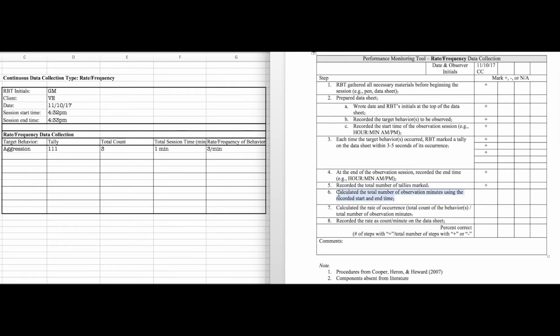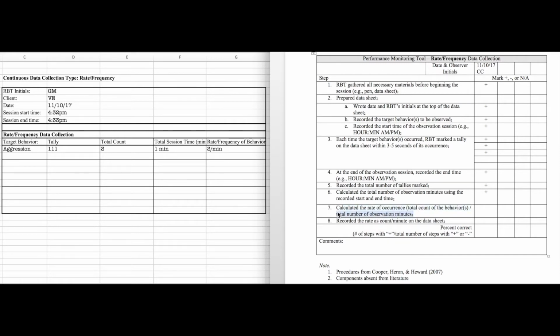Calculated the total number of observation minutes using the recorded start and end time. Here we can see that based on her start time of 4:32 p.m. and her end time of 4:33 p.m., there was a total observation time of 1 minute, which she noted here under total session time. So for this step, she gets a plus.